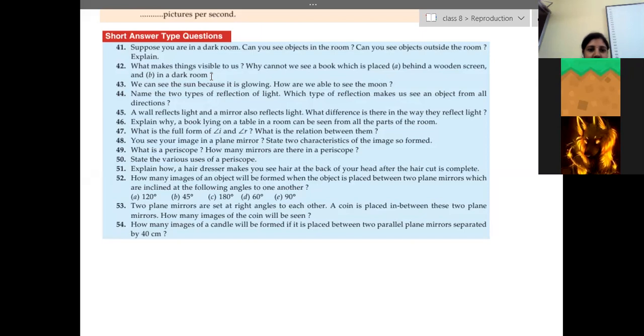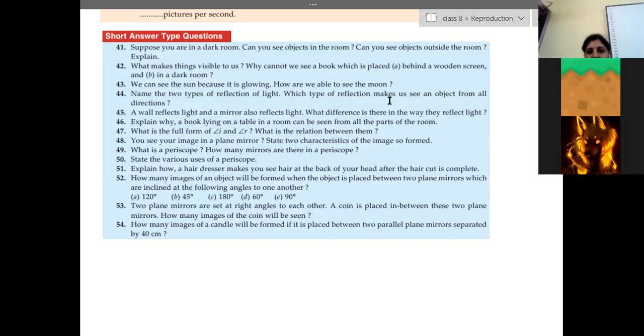We can see the sun because it is glowing. How are we able to see the moon? Ma'am, as there's a reflection of light from the sun on the moon. Yes, the sun's light is reflected by the moon, and when the observer gets the reflected light, he can see the moon.